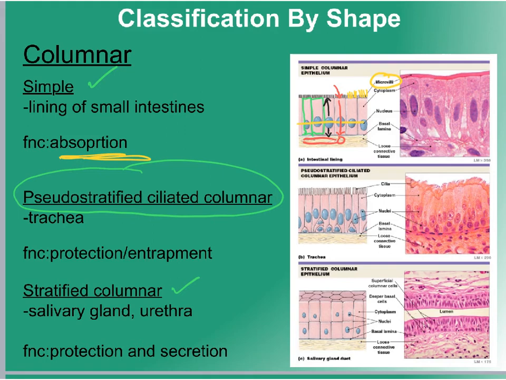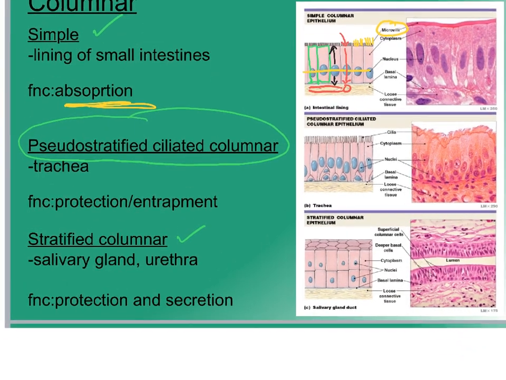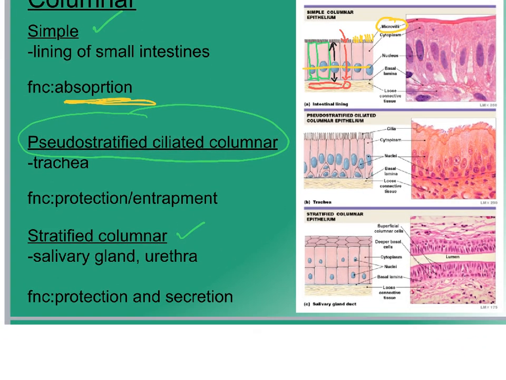Stratified columnar is kind of as the name implies, really, in that you've got more than one layer of cells. So here you go, right? I don't know why they didn't draw a nucleus in this one. I'll draw it in there. And there's another one, then another one. So stratified columnar, you've got these columnar-shaped cells, more than one layer.